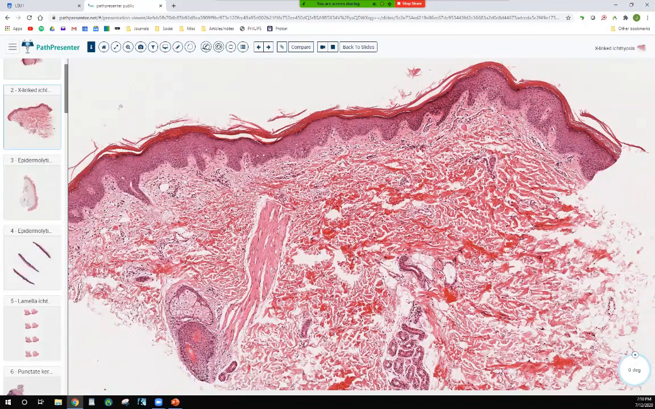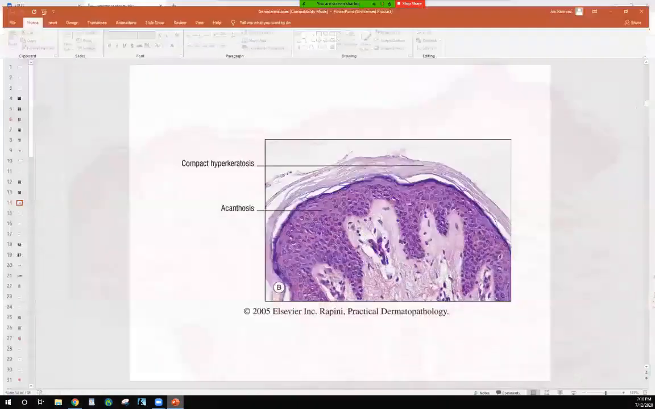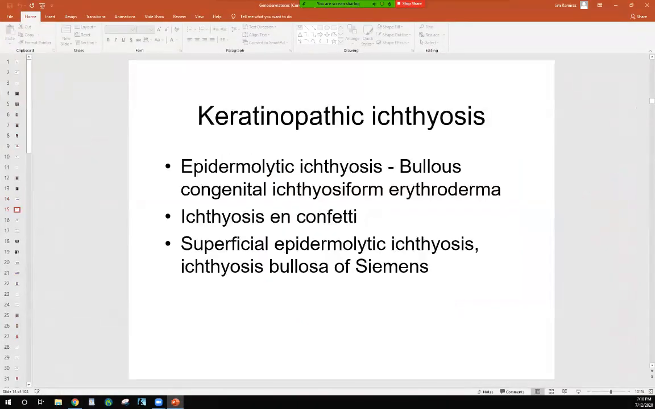So nothing else going on in the dermis. Again, classified as this sort of invisible dermatosis. Okay, so let's go back here. Move along to the keratinopathic ichthyosis, epidermolytic ichthyosis, which I actually learned as bullous congenital ichthyosiform erythroderma.